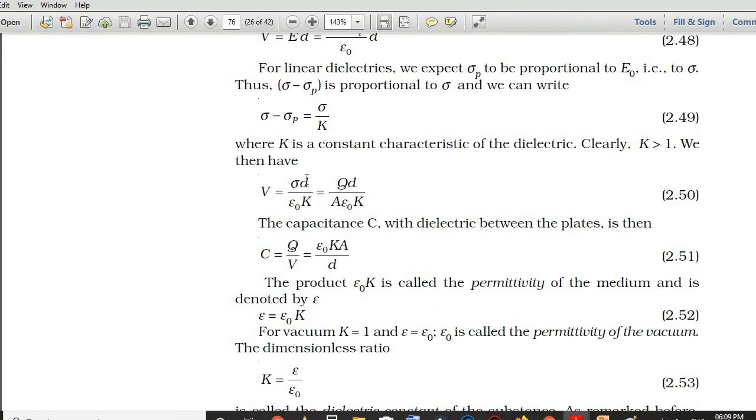Then, this is V. Therefore, what is 1 by V? V is equal to qd divided by A epsilon 0 k. Therefore, 1 by V is equal to A epsilon 0 k divided by qd. Okay, 1 by V is this. So what is q into 1 by V? That means q by V. Q by V is equal to Q into A epsilon 0 K divided by QD. Okay.